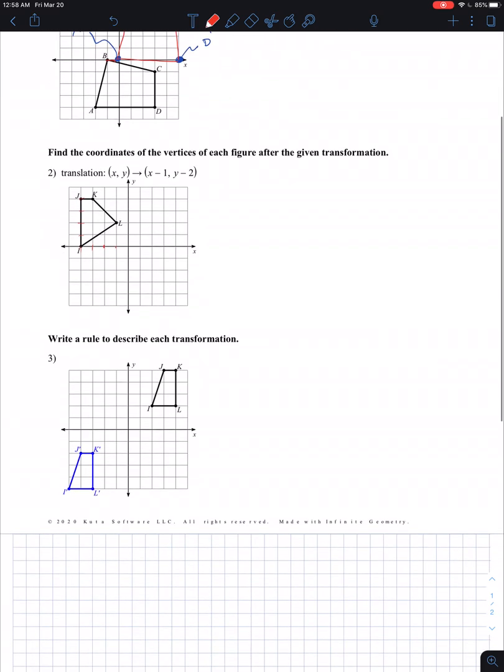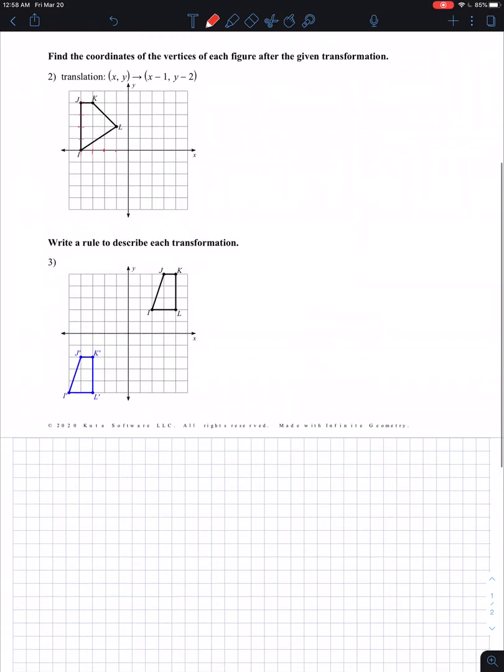It says here, find the coordinates of the vertices of each figure after the given transformation. So all we have to do is first realize where we are in space. So we have to do a few things here. And we'll use red again. We have to realize where the points are first.